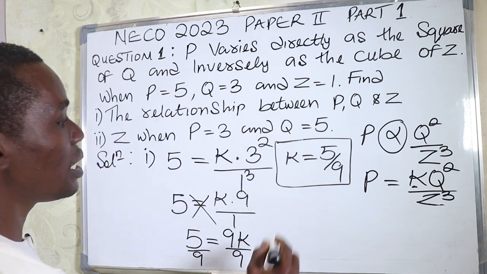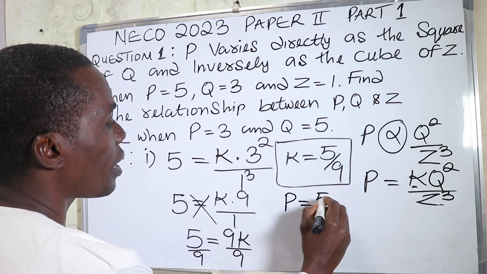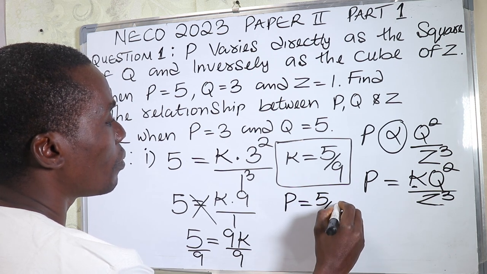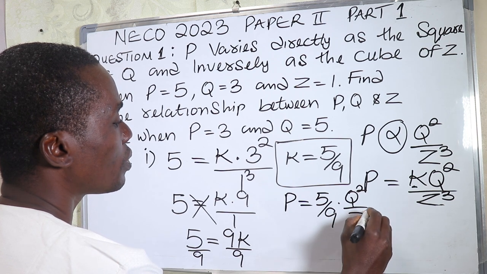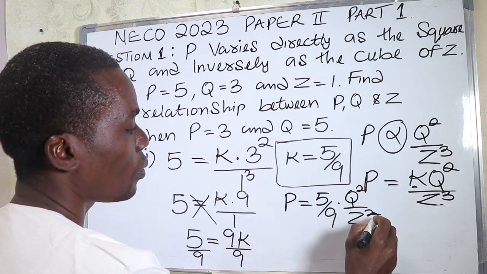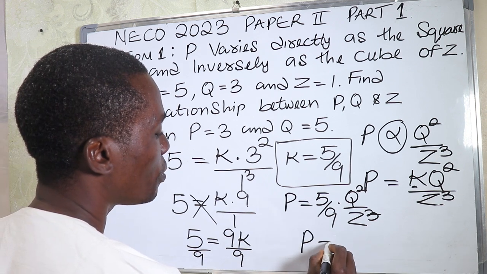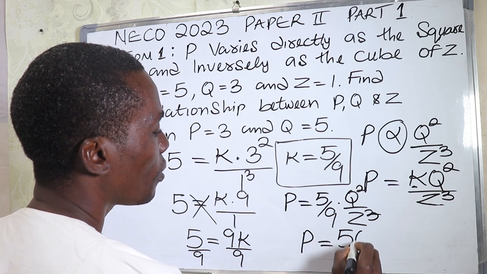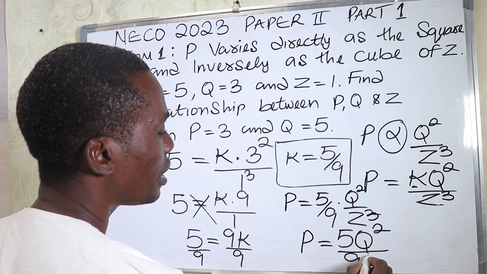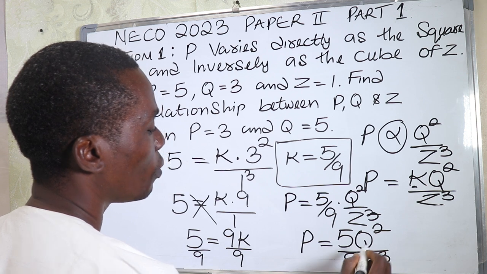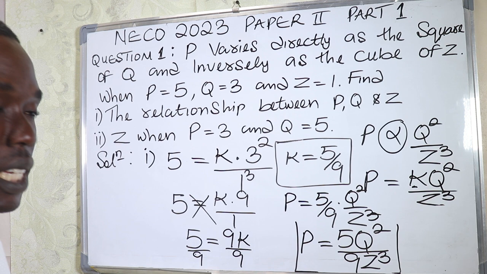And so if we insert it there, we'll have our P equal to K, which is 5 divided by 9, multiplied by Q squared divided by Z cube, right? And if we bring that together, we'll have our P now equal to 5Q squared divided by 9Z cube. And this is the relationship holding that equation.